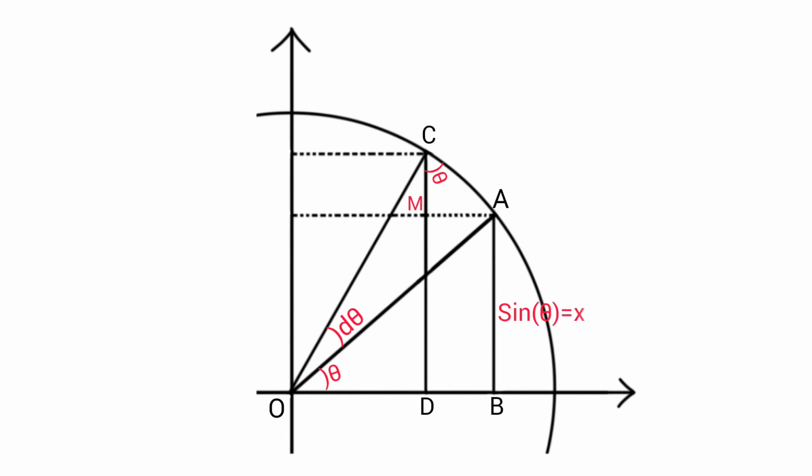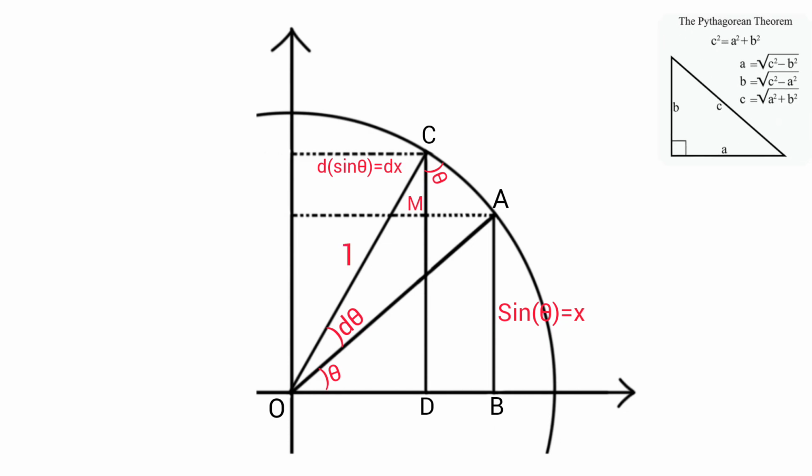Assigning sine theta as x, the change in sine theta represents dx. Using the Pythagorean theorem, we express cosine theta as the square root of 1 minus sine squared theta, or the square root of 1 minus x squared. The dependent function, d theta, is defined as d sine inverse x.